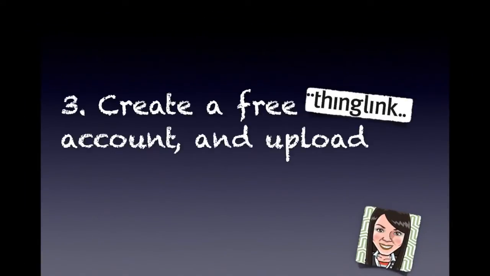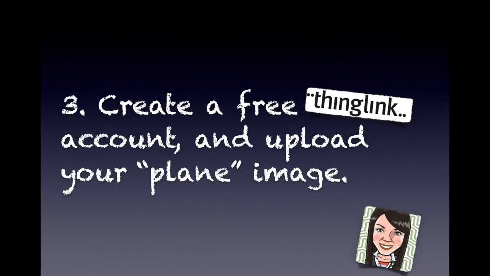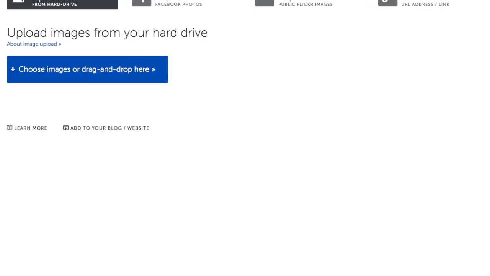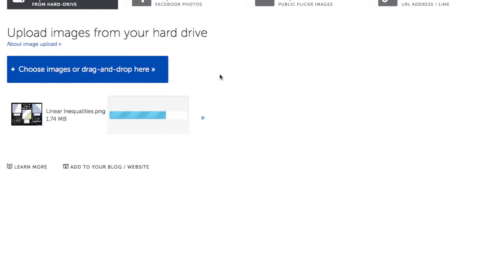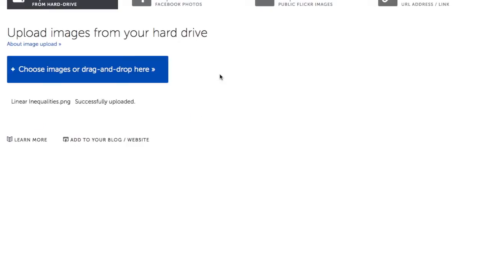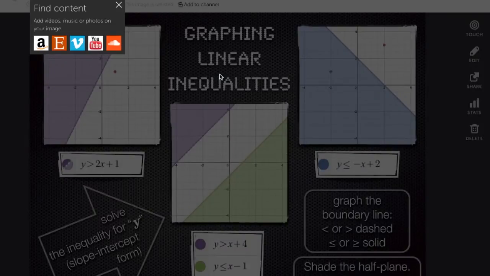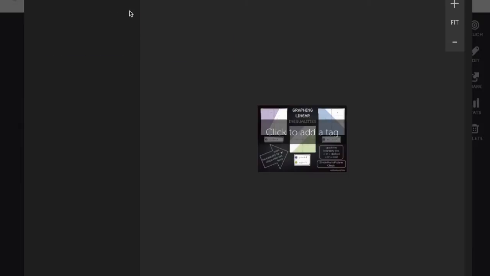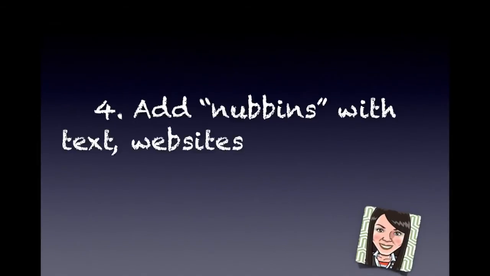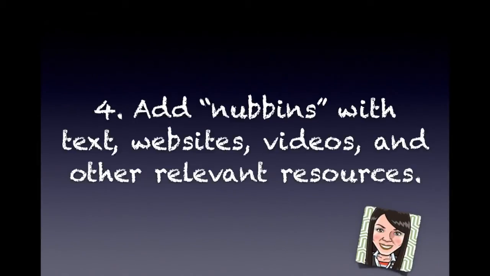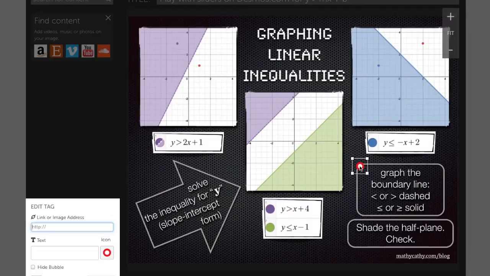If you're not already a ThingLink user, sign up for a free account and upload the image you designed. Now that your image is in place, add nubbins that reveal information using text or consider linking relevant websites, videos, or other web-based resources. Keep in mind the device students will use to access your ThingLink and choose hyperlinks that play nicely with those devices.